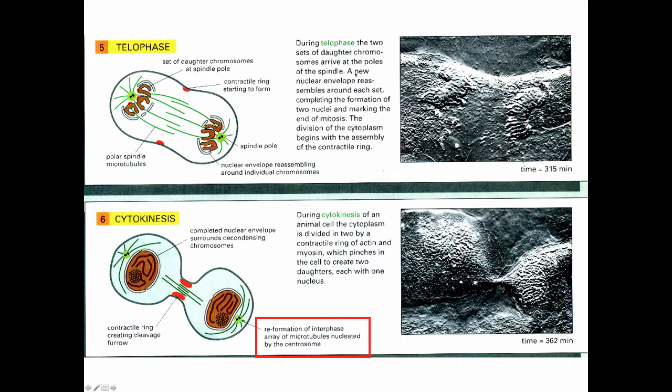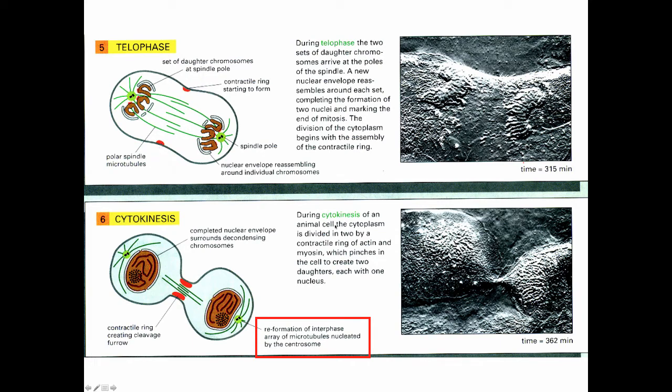During telophase, the two sets of daughter chromosomes arrive at the poles of the spindle. A new nuclear envelope is going to reassemble around each chromosome set, completing the formation of two nuclei and marking the end of mitosis. The division of the cytoplasm begins with the assembly of the contractile ring.